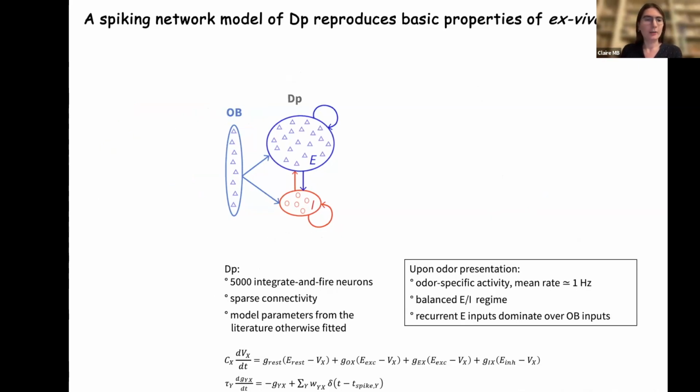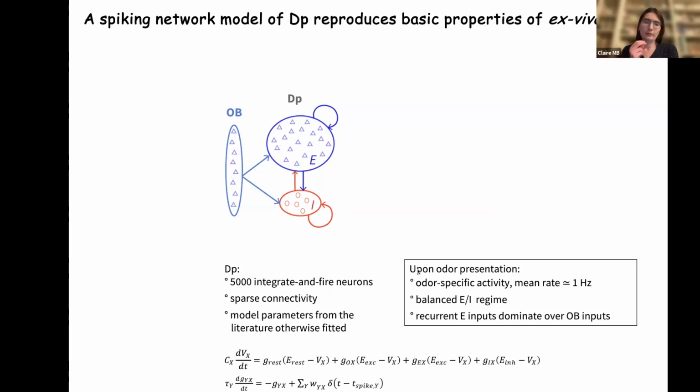Now we built a spiking neural network model of DP, which consists of 4,000 excitatory neurons and 1,000 inhibitory neurons that are sparsely connected. The parameters of the model are taken from the literature when available. For example, we know that the resting conductance of the excitatory neurons is around 1 nanosiemens. And the remaining parameters are determined to reproduce the following measured observables, which I put here in this little box.